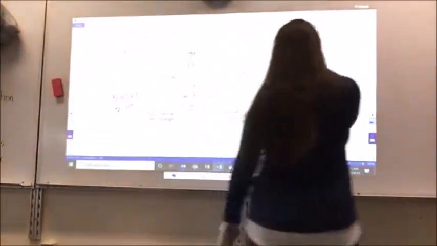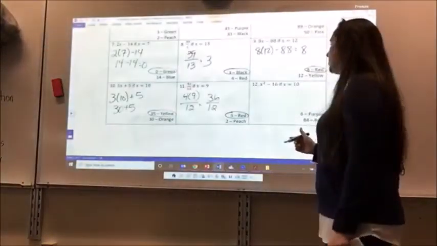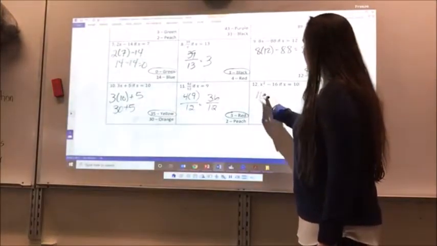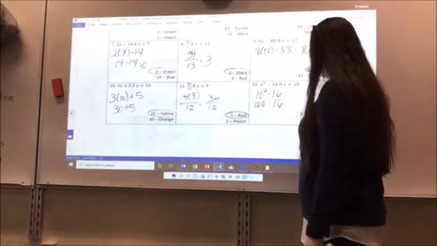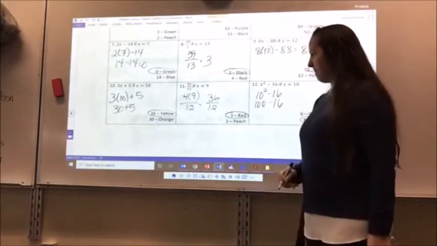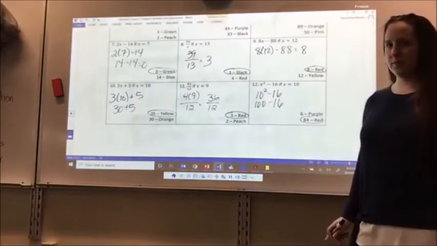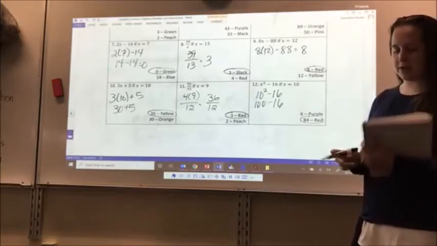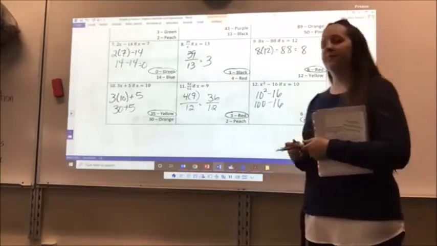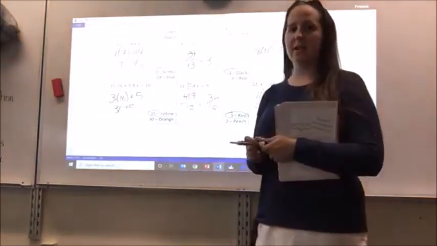Number 12, x squared minus 16 if x equals 10. So 10 squared minus 16, so 100 minus 16, which gives me 84. And then you should be able to color the picture that's on page 15. And that is the end of lesson 3.